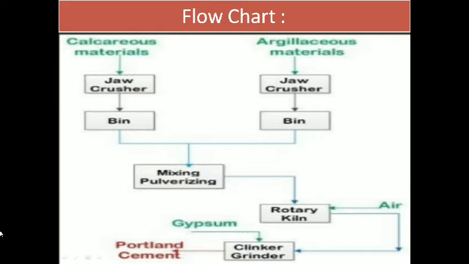This is the flow chart. This is the calcareous material. This is the argillaceous material, which goes to the jaw crusher, which again sends to the bin. Then it is mixed in the mixing pulverizing chamber, and it is sent to the rotary kiln in the form of air, which again, by addition of gypsum to this mixed calcareous and argillaceous material in the clinker grinder, and then the dehydration process gives the Portland cement.